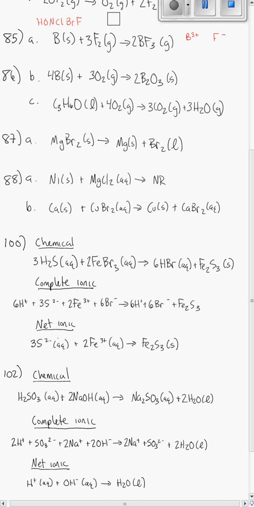And you can do that by starting off by balancing the fluorines, and you do that by multiplying this by 3 and this second one by 2. And so that gives you a balanced chemical equation. This is a synthesis reaction.